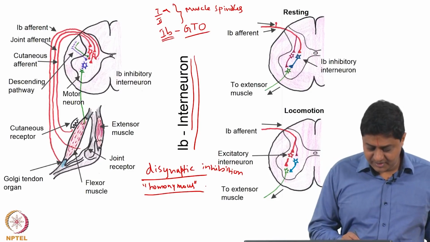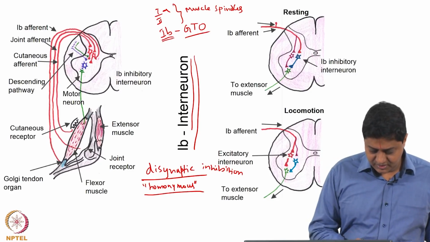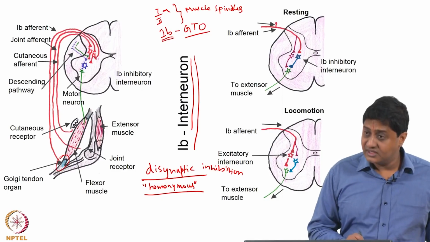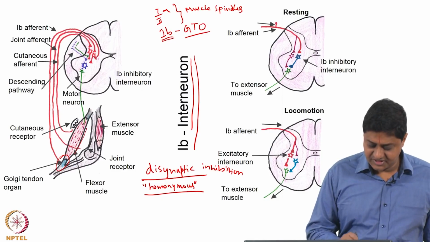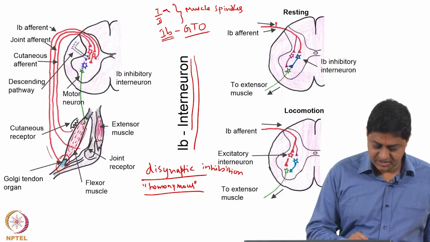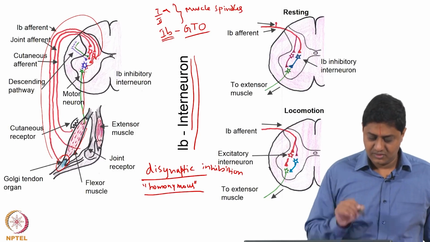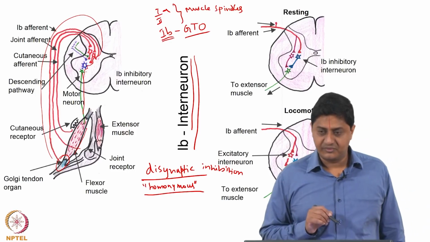So here is the example. There is the Golgi tendon organ here that is detecting the contraction of this muscle. So you want to relax this muscle. That is achieved through an interneuron that is inhibiting this, and the alpha motor neuron is inhibited, okay.